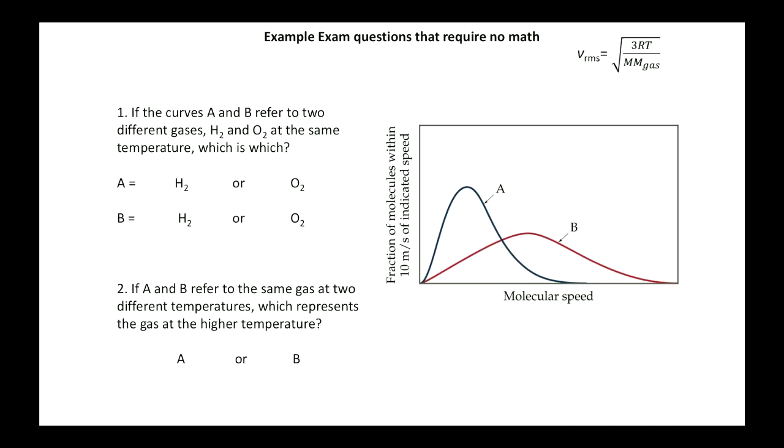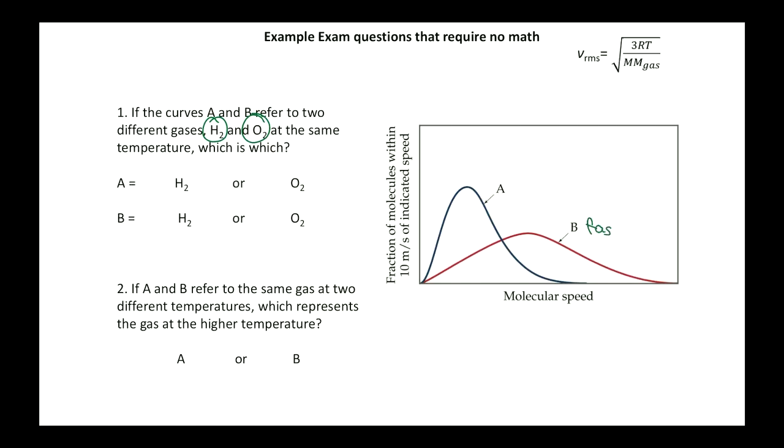All right, so I had the root mean squared equation up there for you, but we're not going to calculate anything. We're just going to use the equation as a way to get our trends. All right, so I have two curves here. So make sure you recognize, oh, I'm looking at a Boltzmann distribution of molecular speeds of something A and something B. Okay, if the curves A and B refer to two different gas samples, hydrogen and oxygen at the same temperature, which one is which?